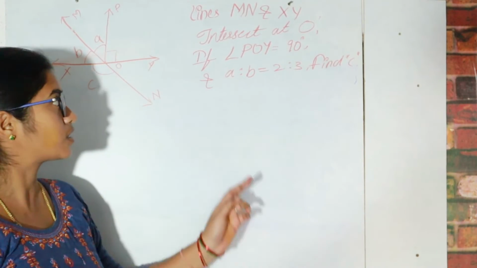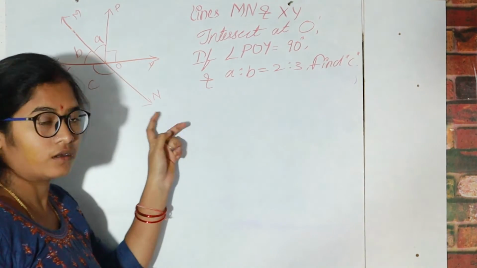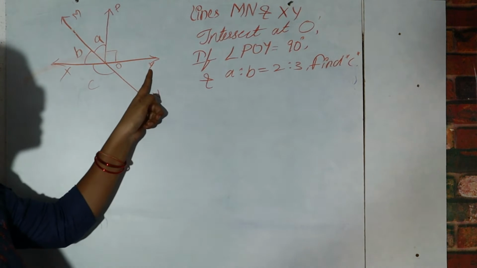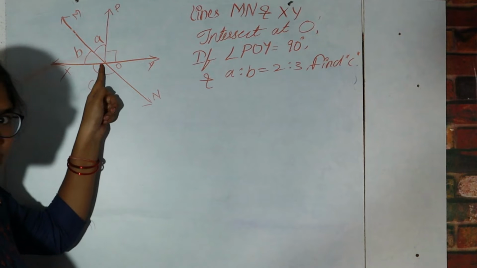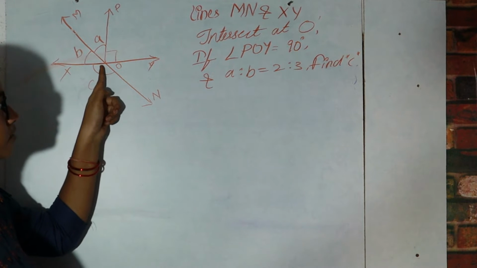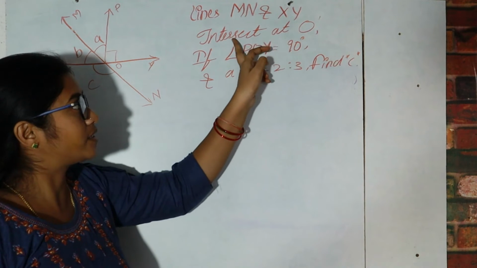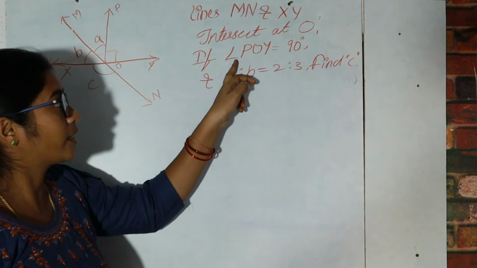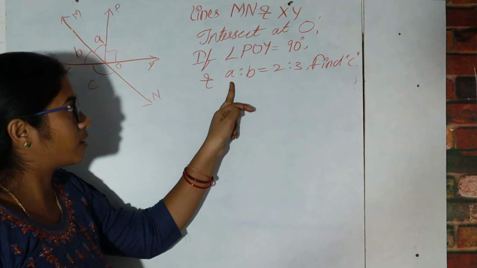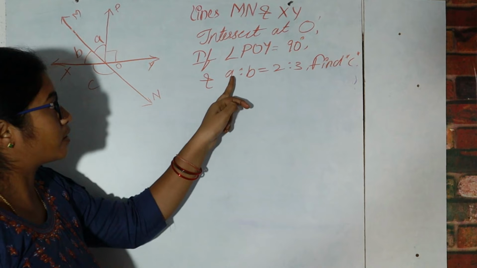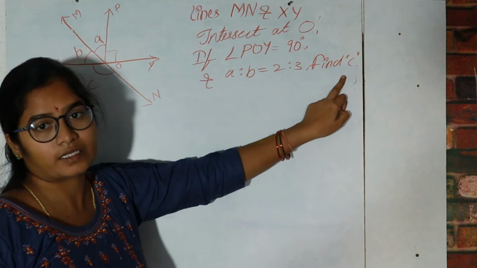We are going to discuss this important problem. Look at the figure. XY is a straight line and MN is a straight line. They are intersecting at point O. Then what he has asked: the lines MN and XY intersect at O. If angle POY equals 90 degrees and angle A to angle B equals 2:3, then find the angle C.